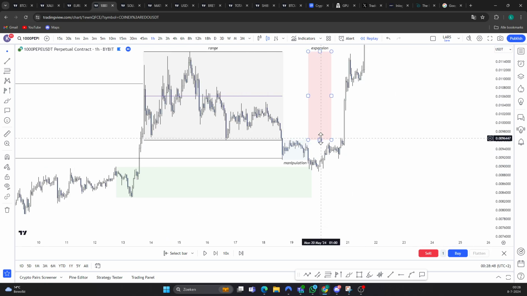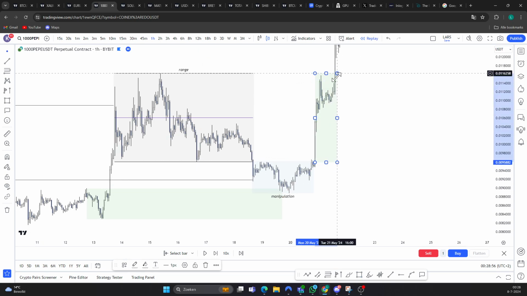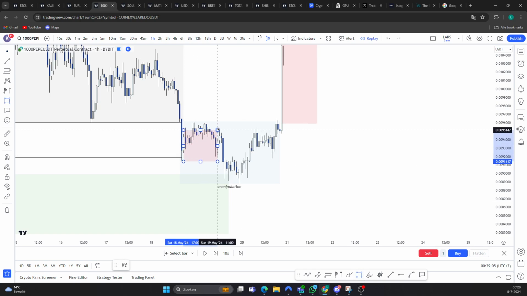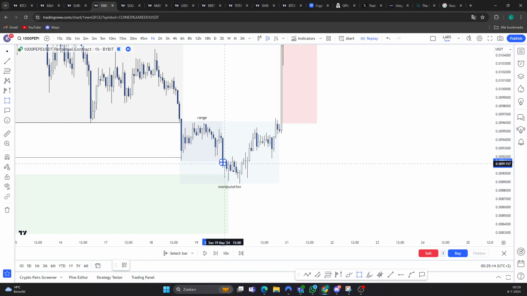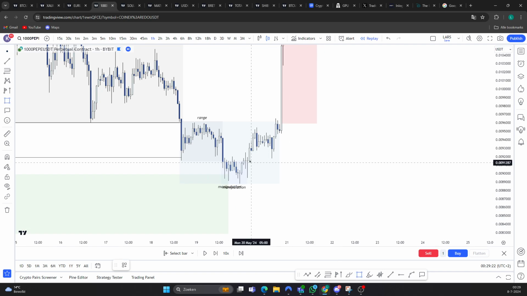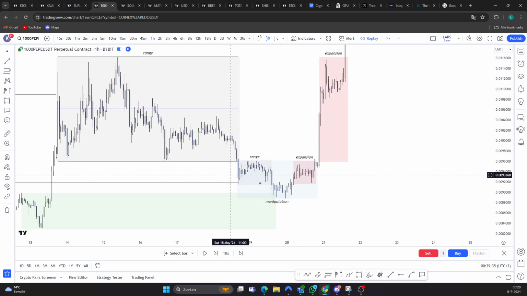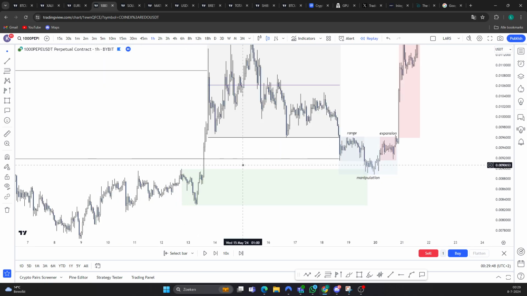Now, what ended up happening is that this whole range was your manipulation range, right? And what followed was the expansion, where the manipulation range had its own PO3. So in the manipulation range, you had your initial range that we were talking about right here, with a breakdown, which was the manipulation in the manipulation right here. Boom, double manipulation. And then we had the expansion right here. So as you can see, we had a PO3 where the manipulation phase itself had its own little PO3. And there was a reason for the manipulation phase to have its own PO3, because we had that more refined demand zone waiting below us.